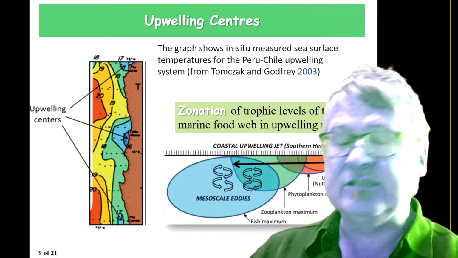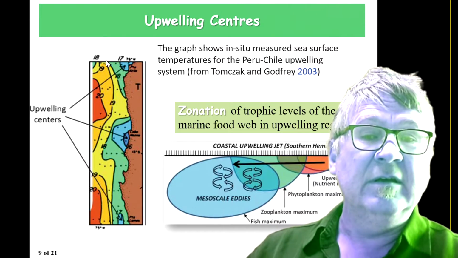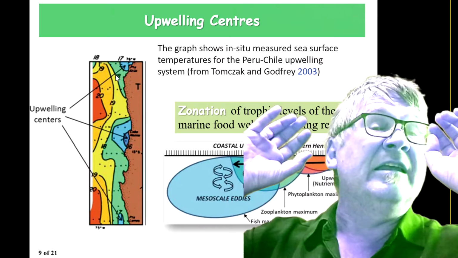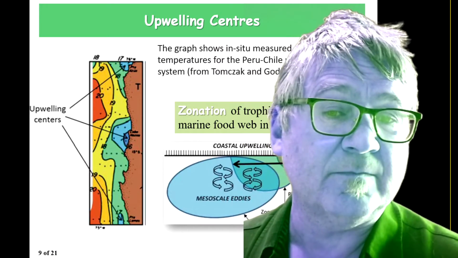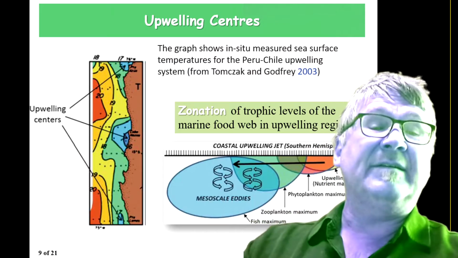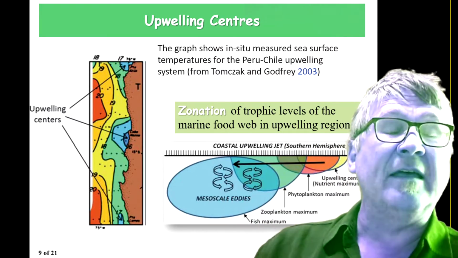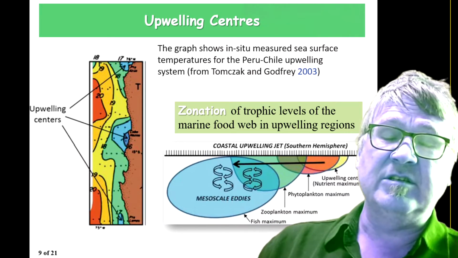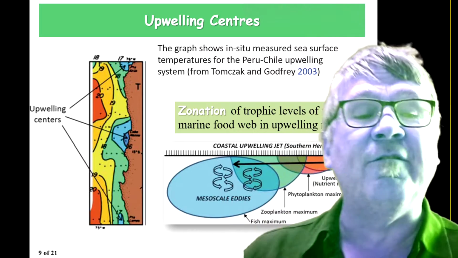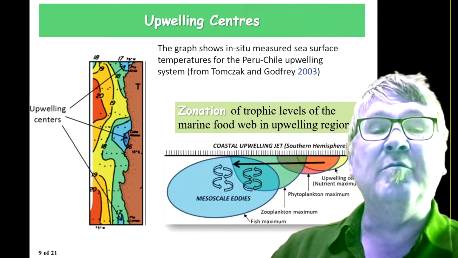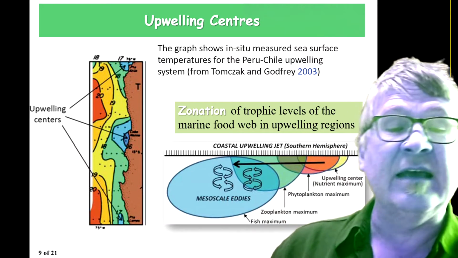Here you can essentially identify 3 different upwelling centers. These are the regions where you can expect the highest nutrient concentrations, but not necessarily the highest zooplankton or fish concentration, because there are different zones of trophic levels of the marine food webs. And this is illustrated in the graph here next to me.